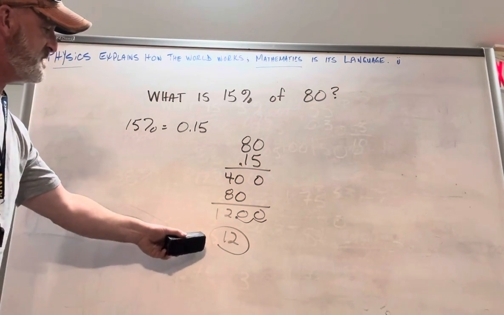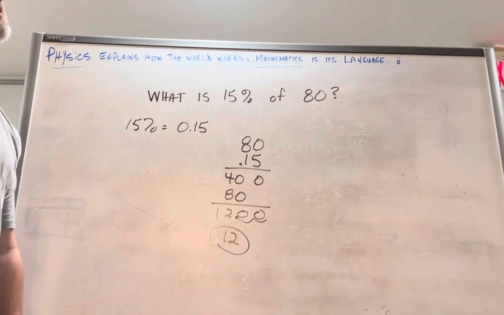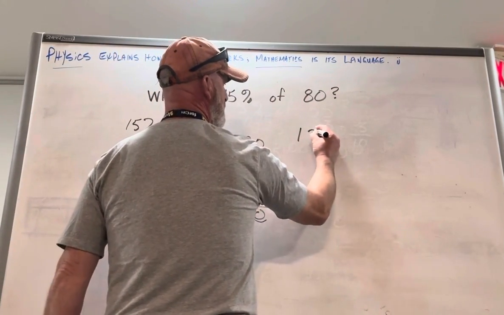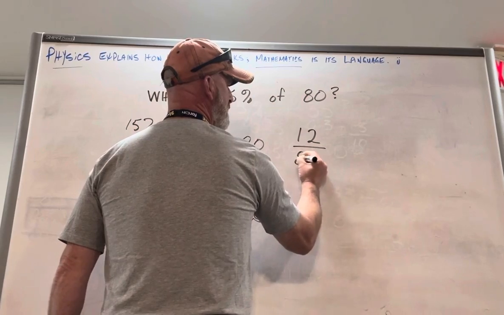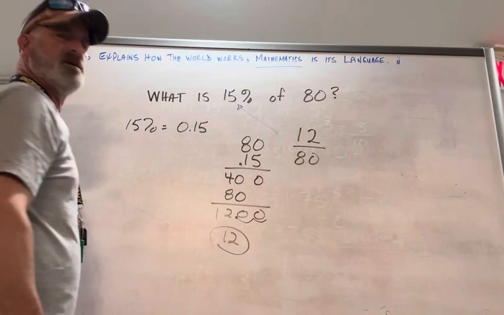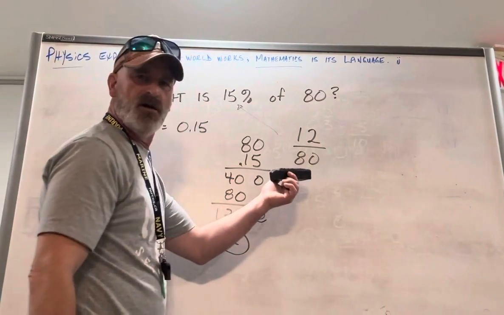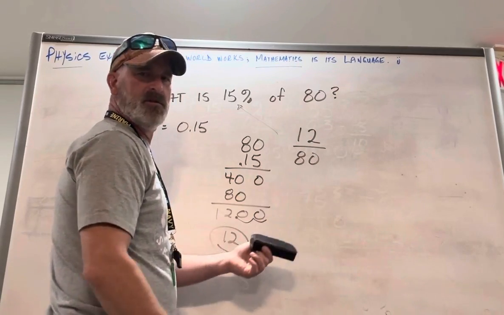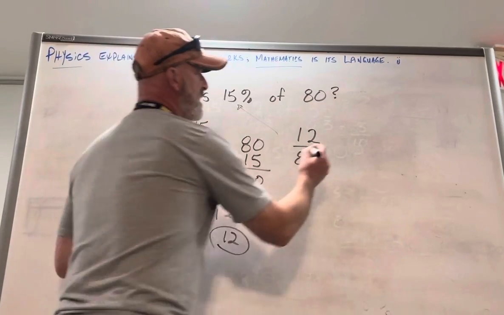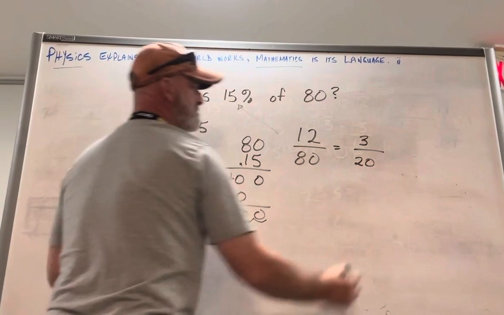And 12, as we said, is 15% of 80. So 12 out of 80. And we said that it's going to be equal to 15%. Well, how do we know that? Let's reduce this fraction before we divide anything, because that's how we find out, right? We divide the denominator into the numerator. But I can already tell that 4 goes into the top 3 times, and 4 goes into the bottom 20 times.